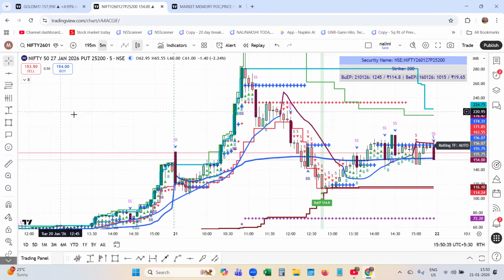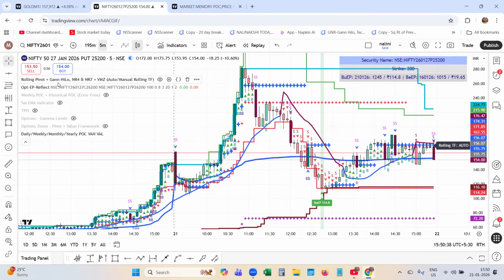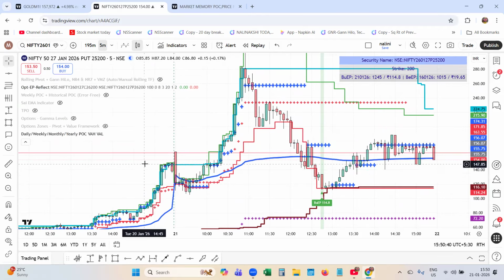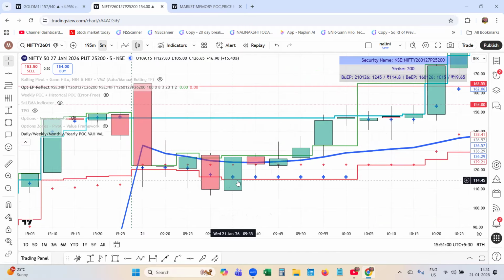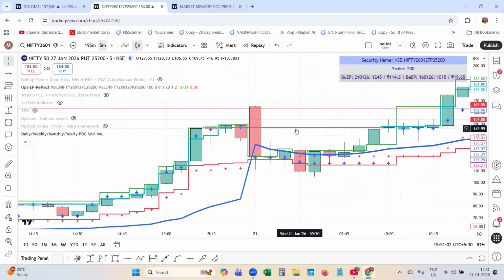And this blue color is the, let me hide the Gann Hilo. Instead of the zone, a single line will be plotted on the options, whether it is call option or the put option. Here, what happened in the morning? The market moved higher. So for that, the market crossed the value area zone of the option, value area high of the option zone.